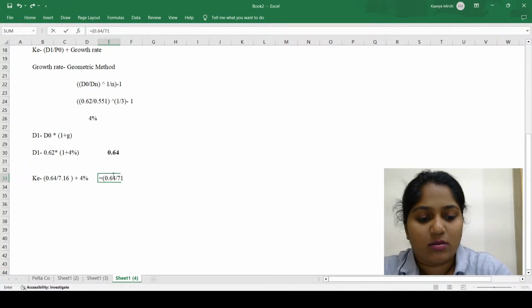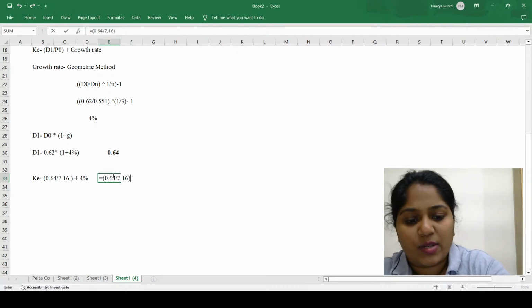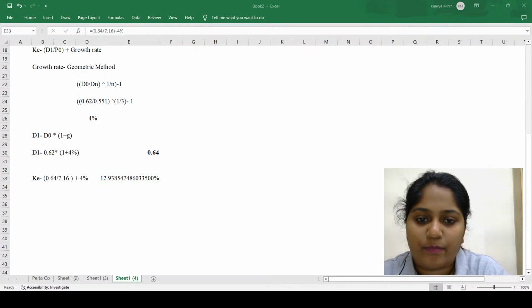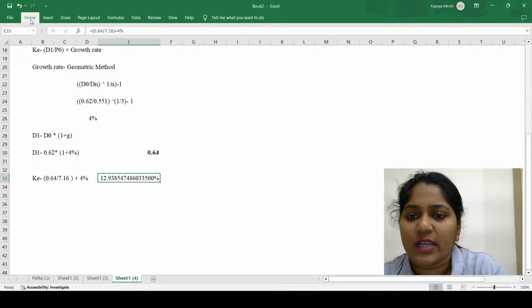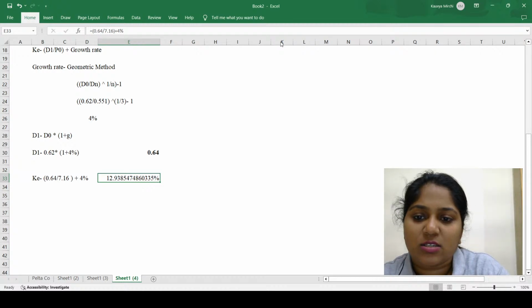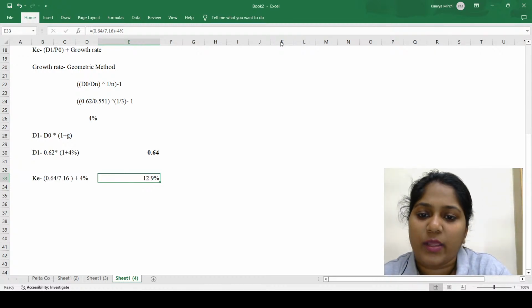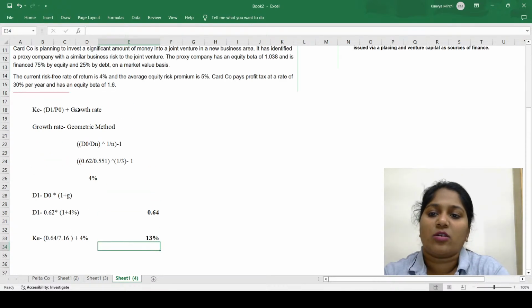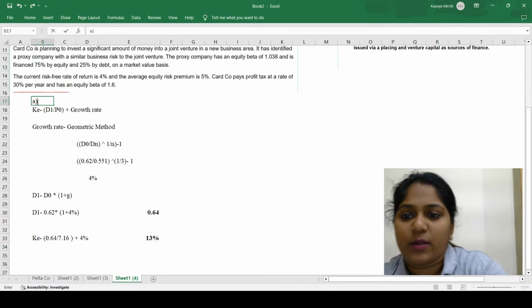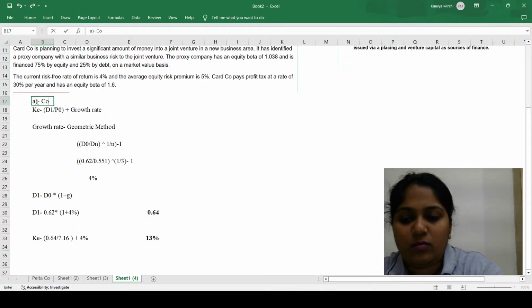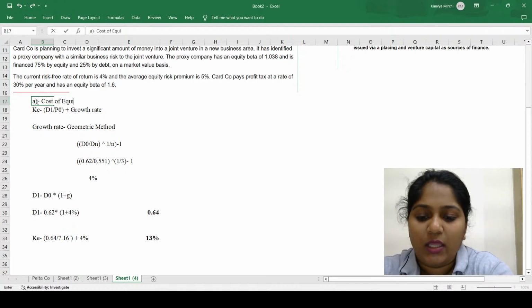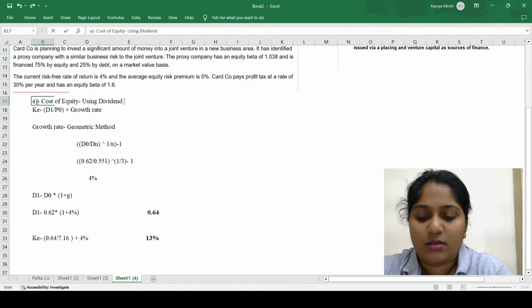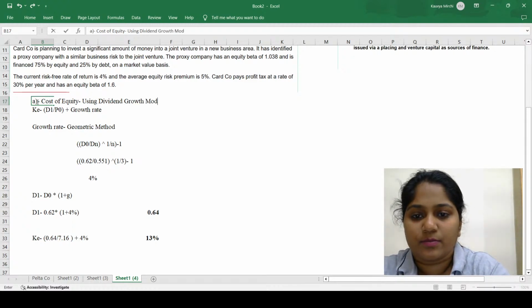7.16 plus 4%. So you guys should be getting somewhere around, if I just round it off, 13%. So you can consider that 13% is my cost of equity. So this would be requirement number A, cost of equity using the dividend growth model.